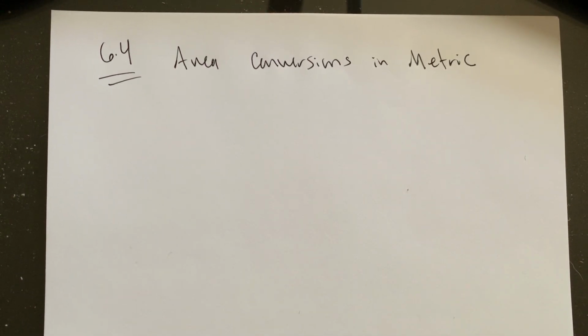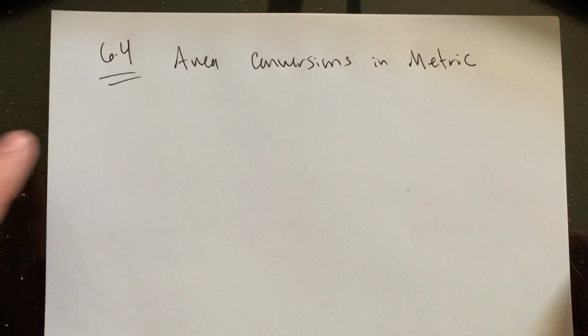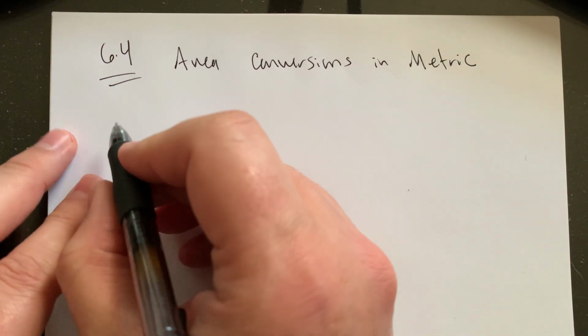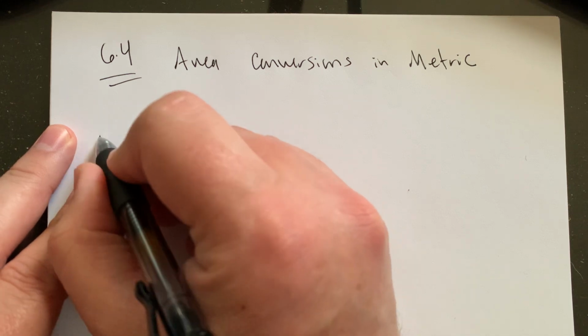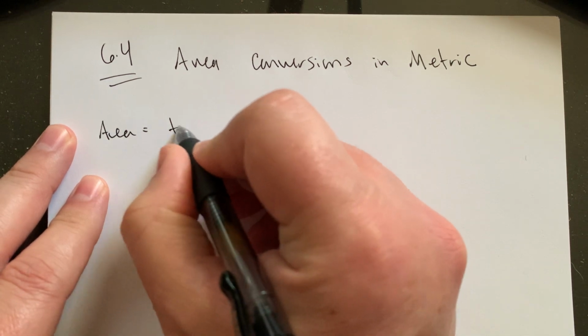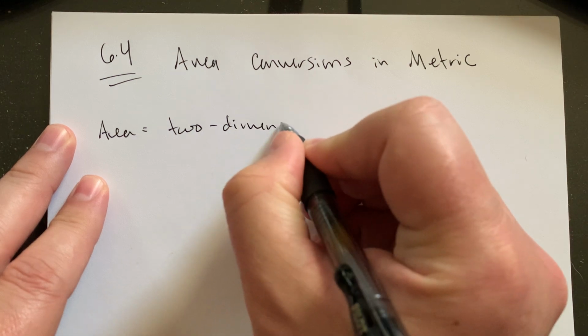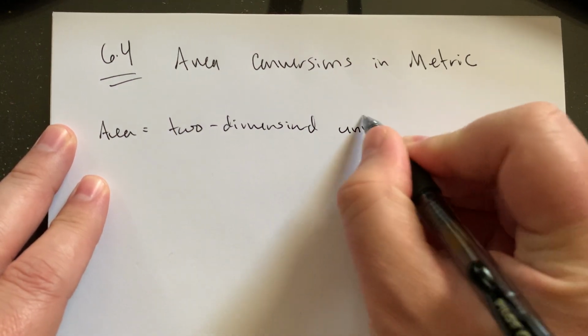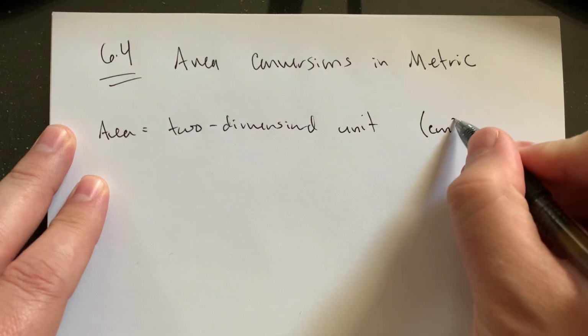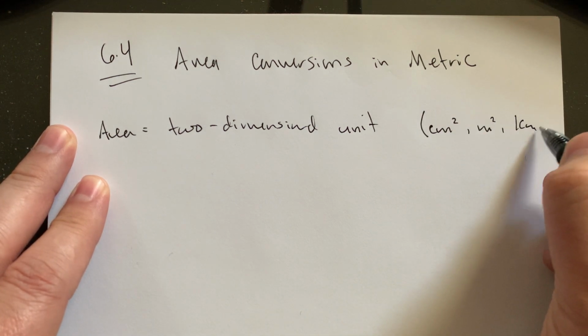All right. So last but not least here in 6.4 are area conversions. So we can do area conversions here. In theory, the concept and the underlying ideas are the same as they are in 6.3. It's sort of a double length conversion. You're going to need to do, so area, right, is a two-dimensional unit. So for us, it would be centimeters squared, meters squared, kilometers squared, etc.